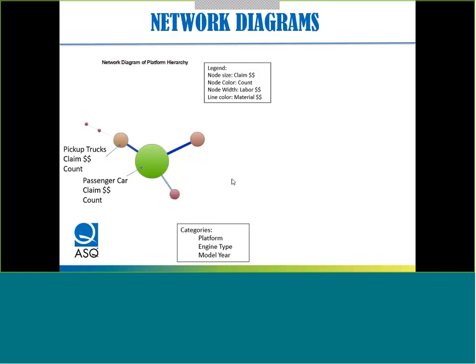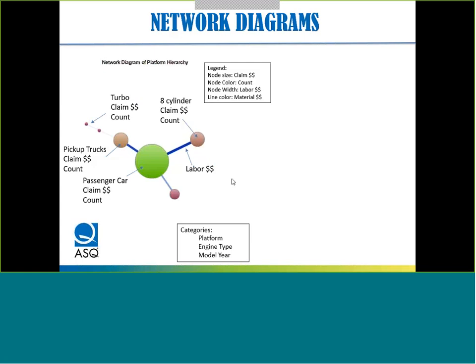Pickup trucks, not so much. Warranty cost is less on the pickup trucks for this particular company. 8-cylinder engines had the highest claim rate and dollar amount. So now we have passenger cars with 8-cylinder engines. They're the things that are giving us the heartburn on warranty. And it's also giving us the highest labor for repairs in the warranty.